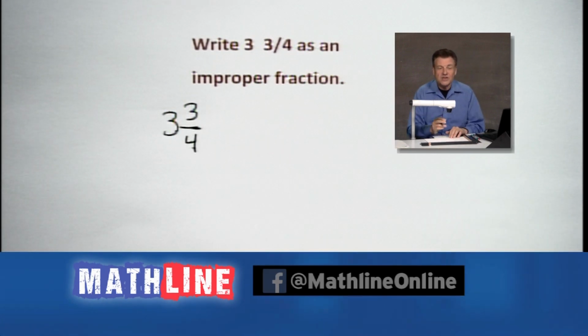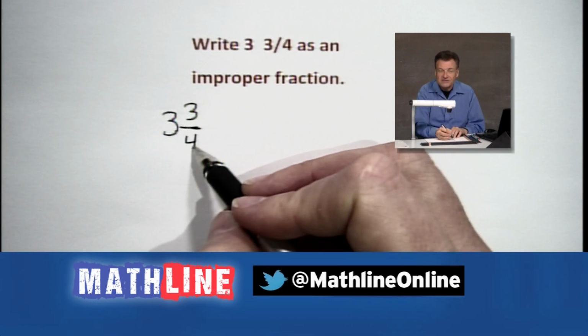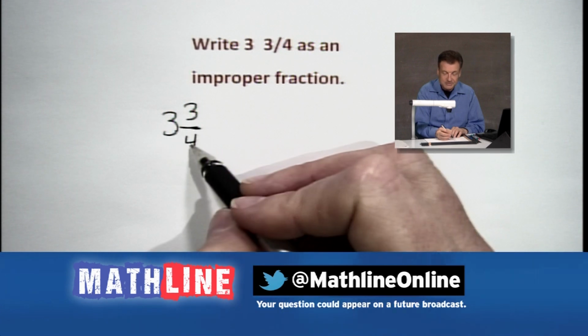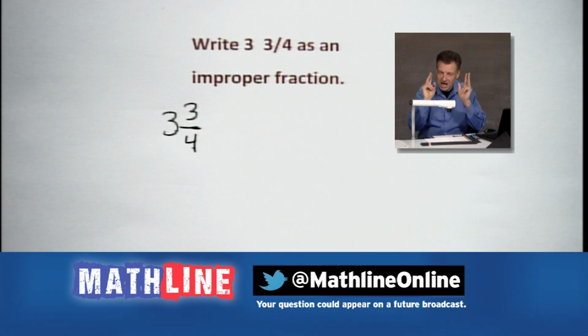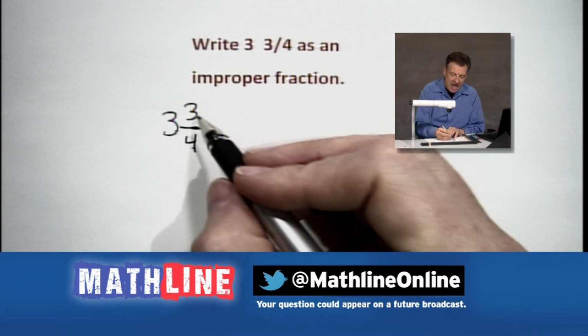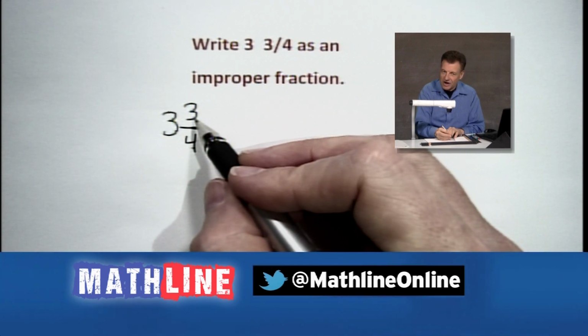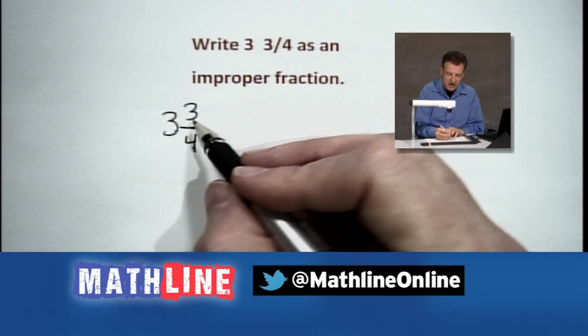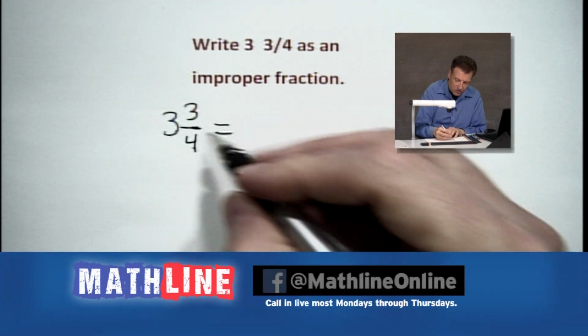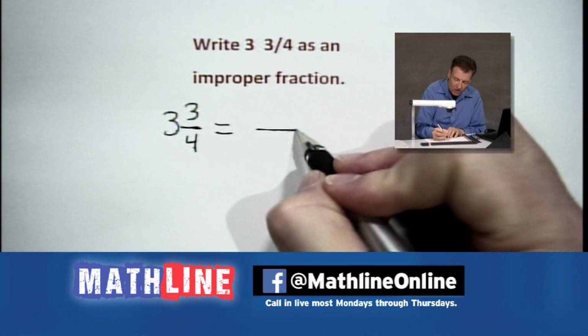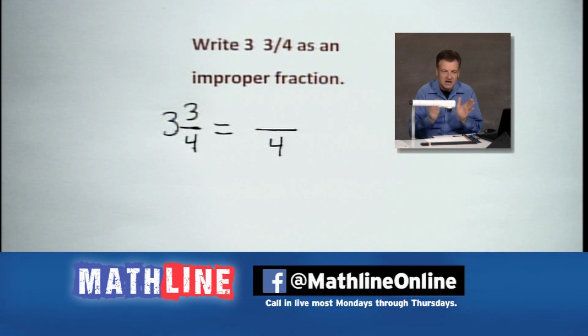We're going to go and say the big 3 times 4, which gives us 12. Keep that in your mind. And then we're going to add the 3. And by the way, we're going to keep the 4. Remember, we never change that denominator. The denominator stays the same.